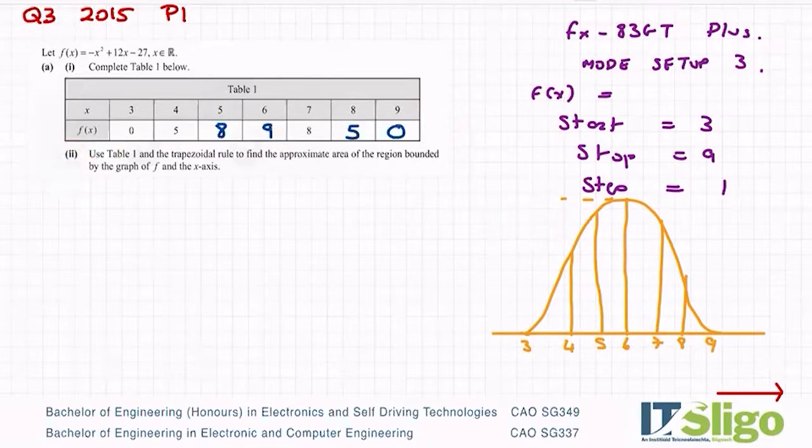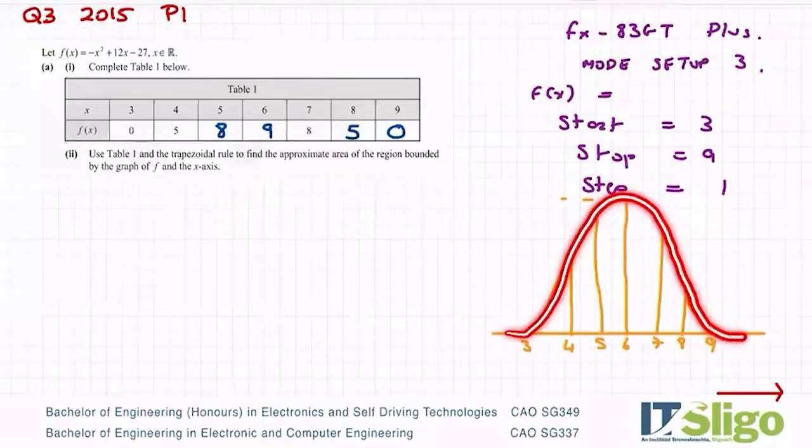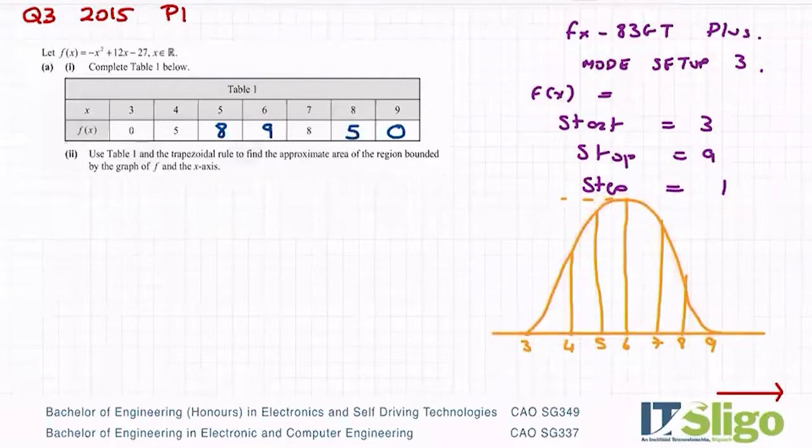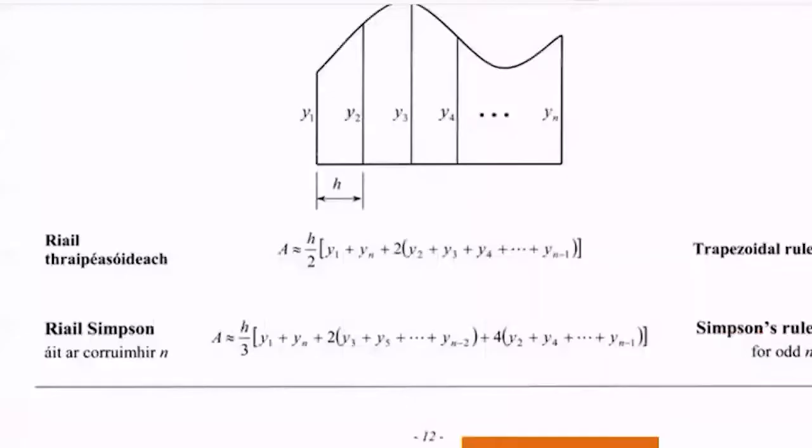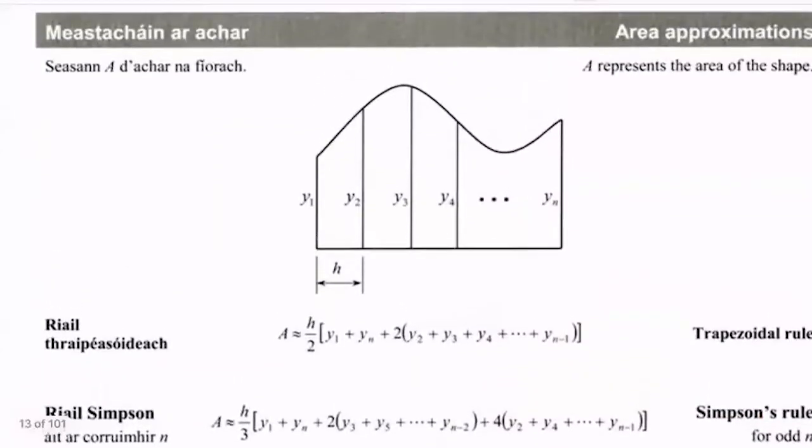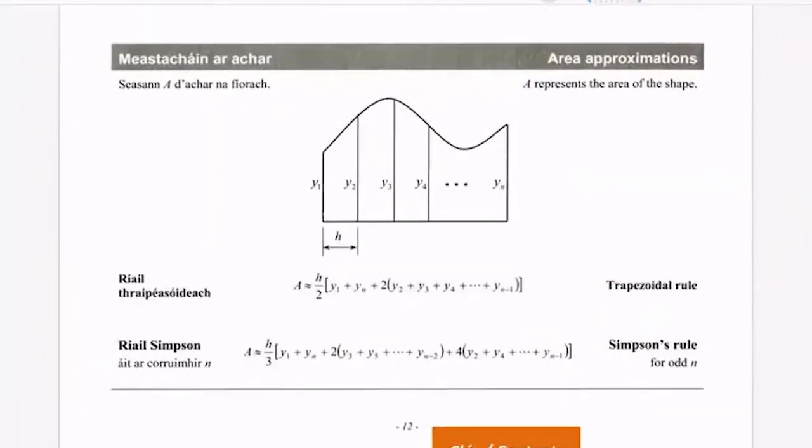So part 2 says use table 1 and the trapezoidal rule to find the approximate area of the region bounded by the graph of f and the x-axis. So there's the x-axis, there is the f function. So basically it's asking you to find the area under that curve. And it's an approximate or an estimation when it's the trapezoidal rule. The trapezoidal rule is in your log tables, page 12.